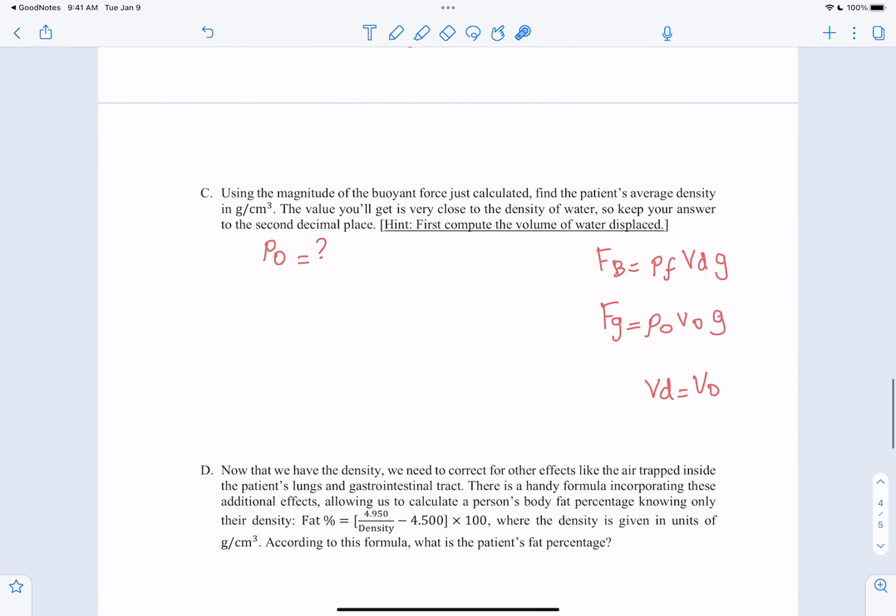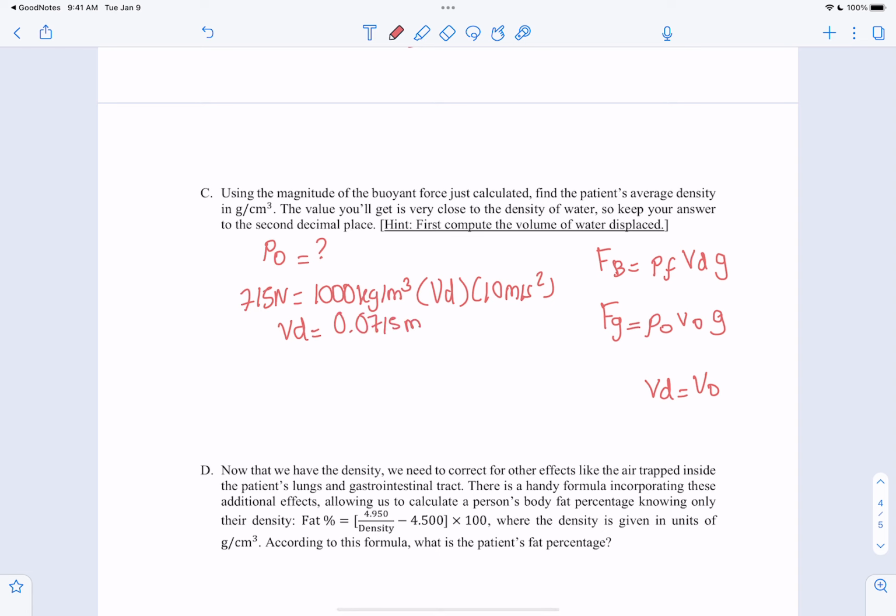Alrighty. So we know that the buoyancy force is 715 newtons, and that's equal to the density of the fluid, 1,000 kilograms per meter cubed, times the volume displaced, times 10 meters per second squared. So that should give us a volume displaced of around 0.0715 meters cubed, right? That's our volume displaced. That's the amount of fluid that is displaced by the patient.